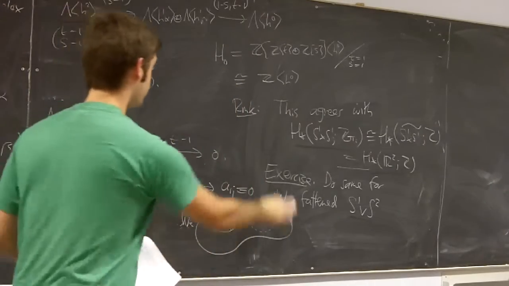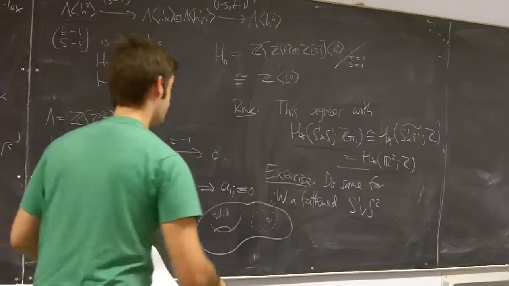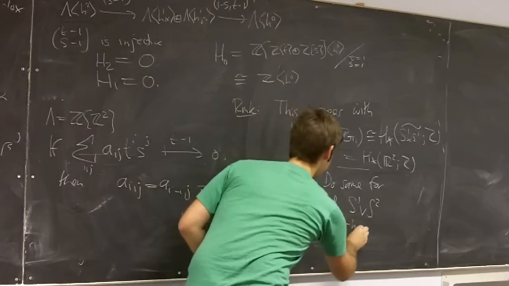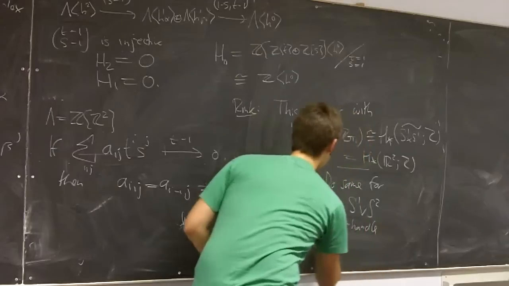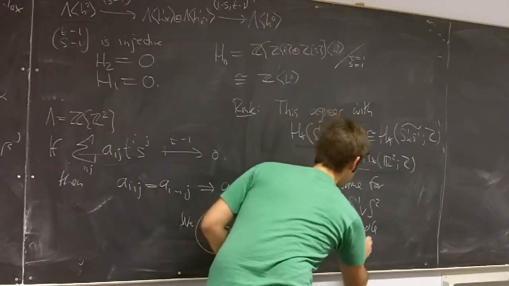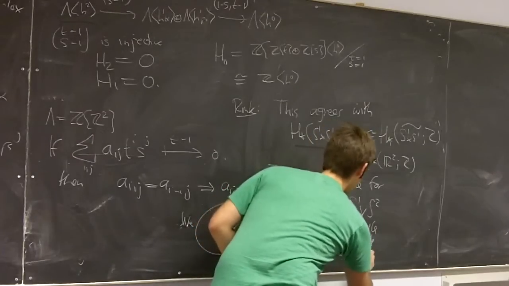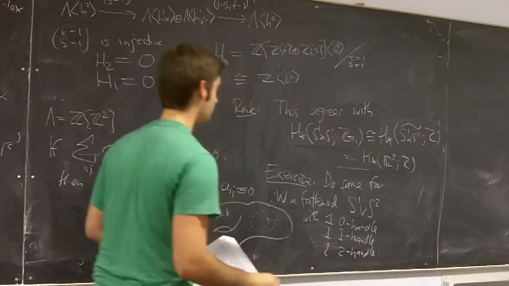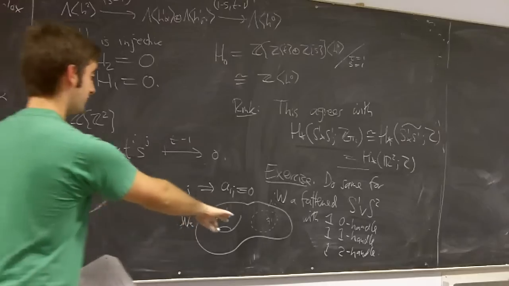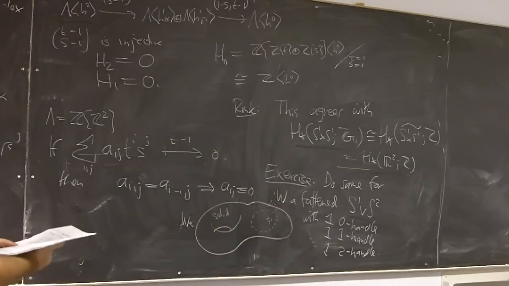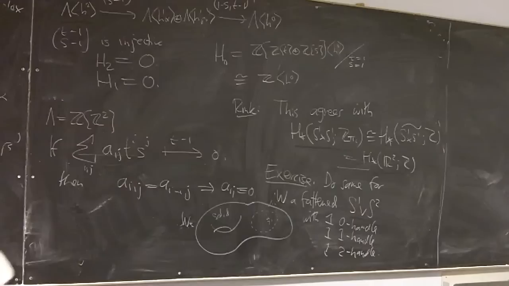And you can do the same for this with a 1 0 handle, 1 1 handle, and 1 2 handle. And this example isn't quite so trivial. There's something a little bit more interesting going on, and that's the end of the lecture.